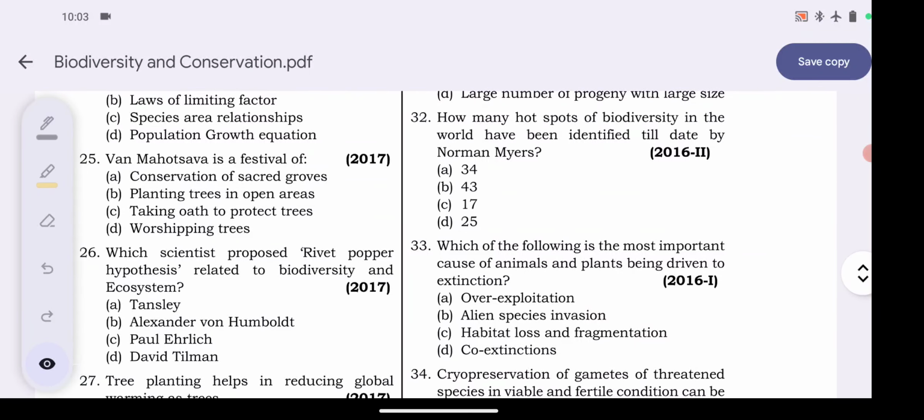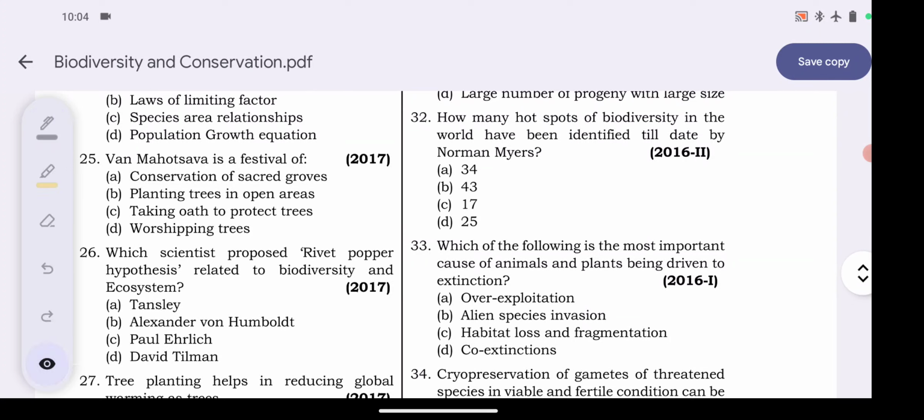Question number 32. How many hotspots of biodiversity in the world have been identified till date by Norman Myers? Options are 34, 43, 17, 25. Answer will be option A, 34. Okay. There are a total of 34 hotspots of biodiversity in the world that are identified by Norman Myers. Initially 25 biodiversity hotspots were identified, but 9 more have since been added, bringing the total number of biodiversity hotspots worldwide to 34.